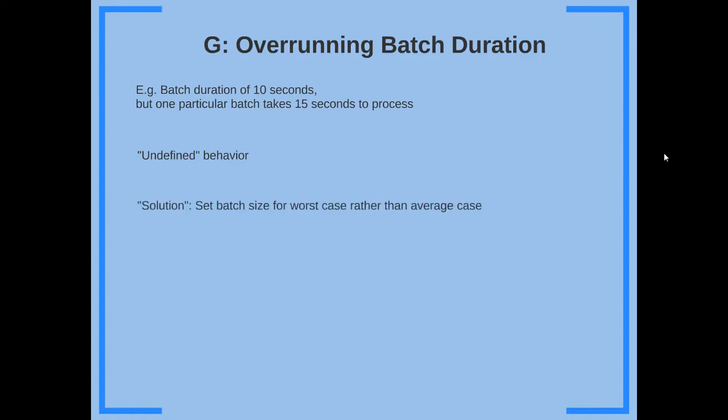So the only solution then, and by the way, I have seen it work if you just overrun a batch or two, and I've also seen trouble if you overrun 10 batches in a row, for example, and get really far behind. So that means that you're really constrained here. The quote solution is to set your batch size for the worst case instead of the average case.